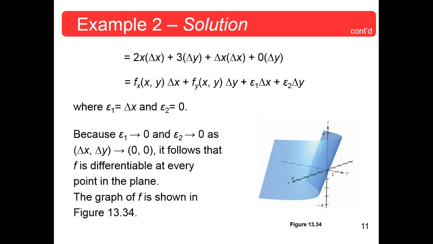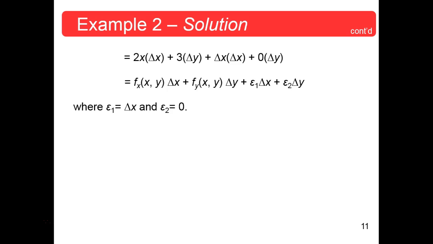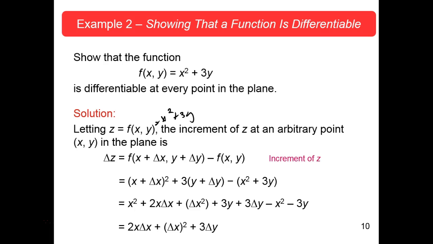Because epsilon 1 approaches 0 as delta x approaches 0, obviously because it is delta x, epsilon 2 approaches 0 as delta y approaches 0 because it is always 0. It follows that f is differentiable at every point in the plane, and the graph is shown here. Now, to get a better image of that graph, let's go back to the original function, x squared plus 3y.